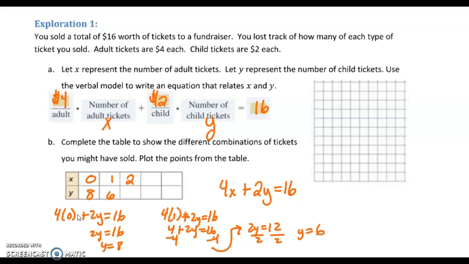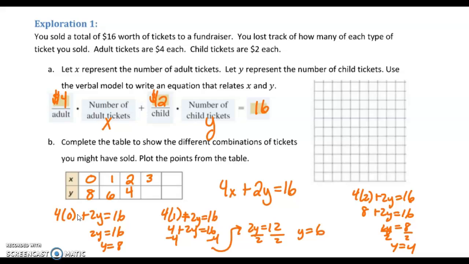Okay, what if you sold 2 adult tickets? 4 times 2 plus 2y equals 16. All right, I'm going to solve for y now. Subtract the 8, divide by 2. If I sell 2 adult tickets, I can do 4 child tickets.